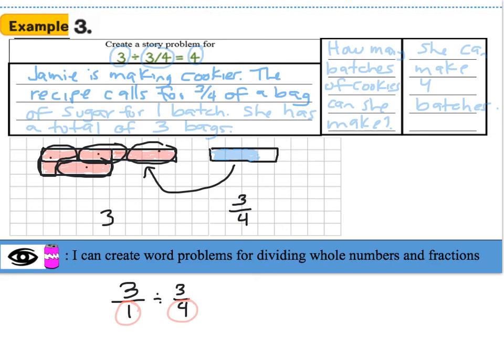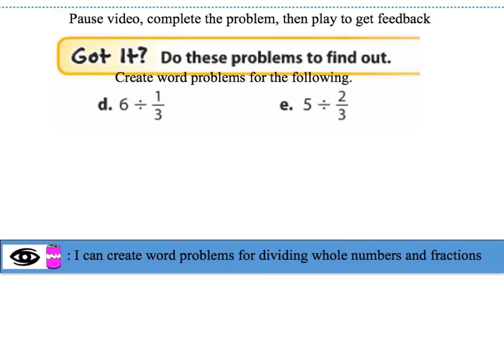She's made 4 batches. If we want to check with the algorithm, that's 3 over 1 times the reciprocal of 3/4, which is 4 over 3. I can cross cancel. 3 goes into 3 once, 3 goes into 3 once, and 1 times 4 becomes 4 over 1, which is the same thing as our quotient. So go ahead and pause the video, complete the problem, and then play it back for some feedback.